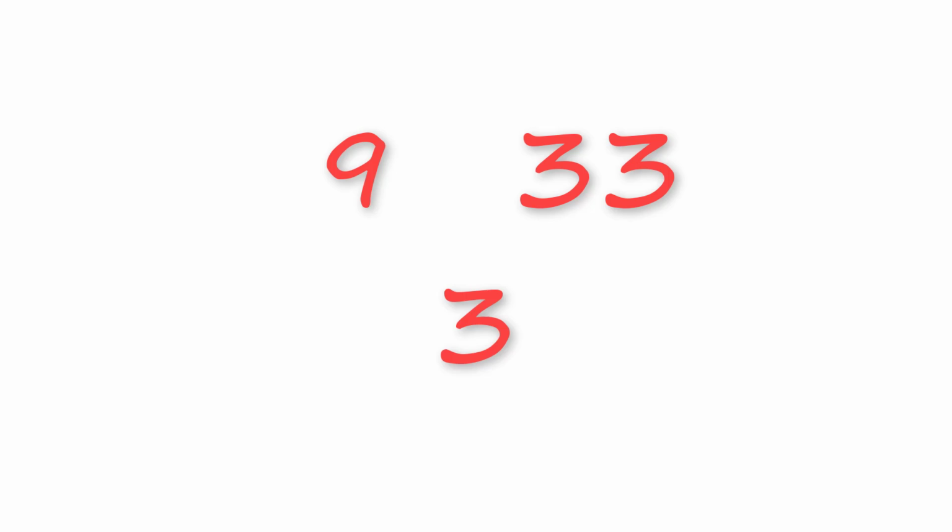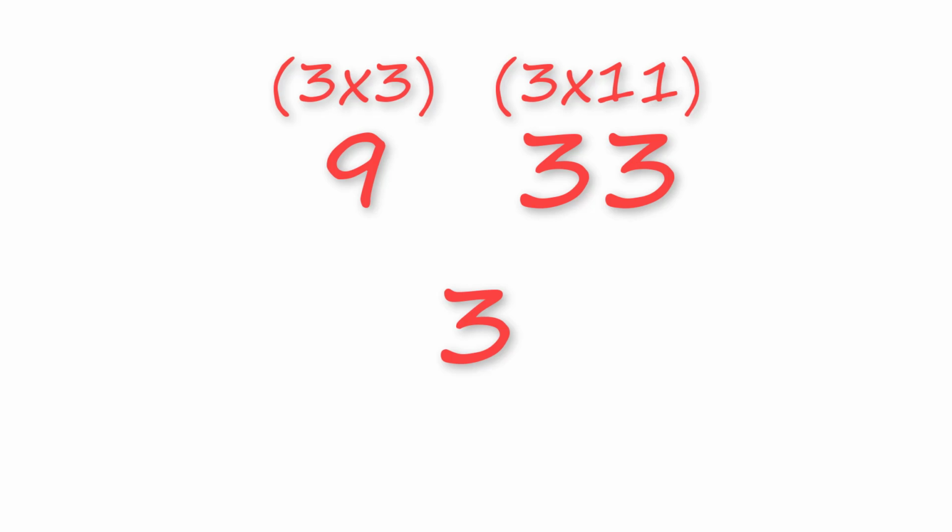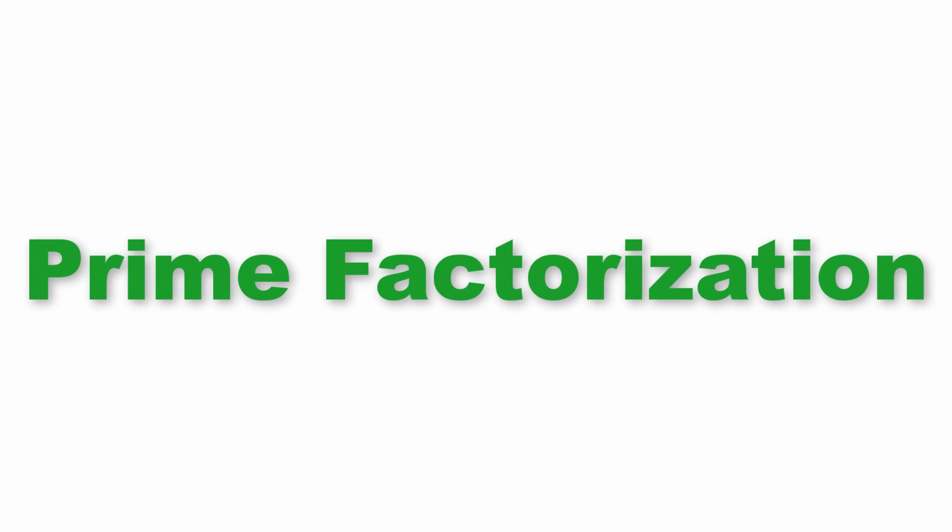For example, the greatest common factor, or GCF, of 9 and 33 is 3, because both numbers have a factor of 3. But those are easy numbers. What if we try to find the GCF of large numbers like 64 and 144? Finding the GCF of these two numbers is going to be hard by itself. You could list the factors of each number and then find the common factor, but that would take a really long time. Instead, we can use prime factorization.